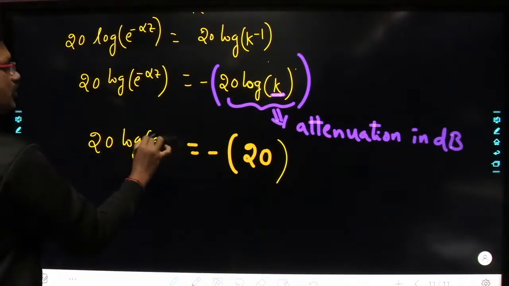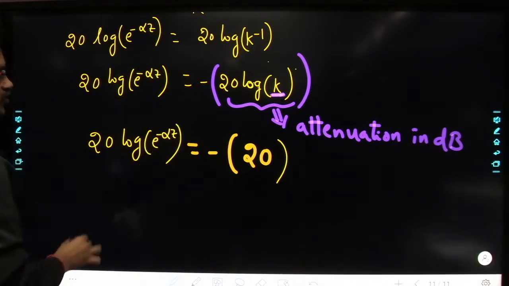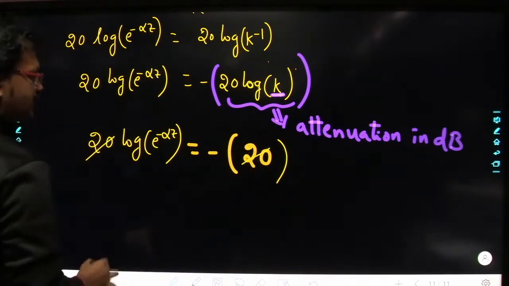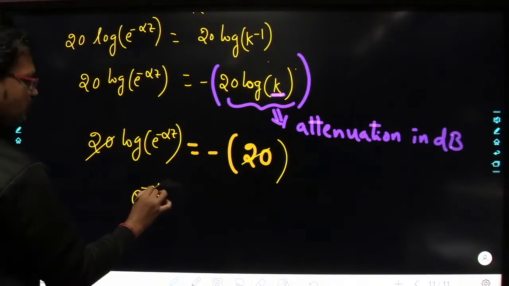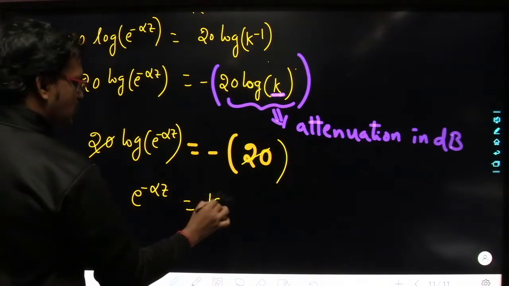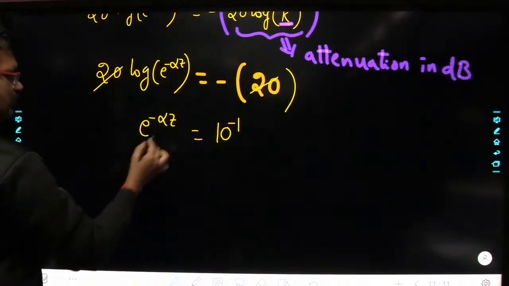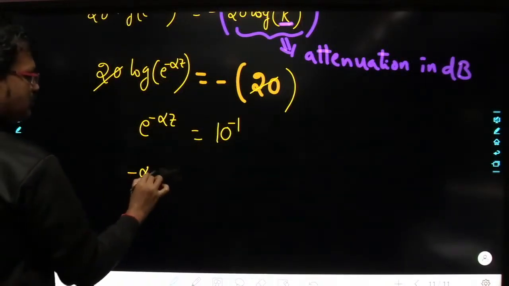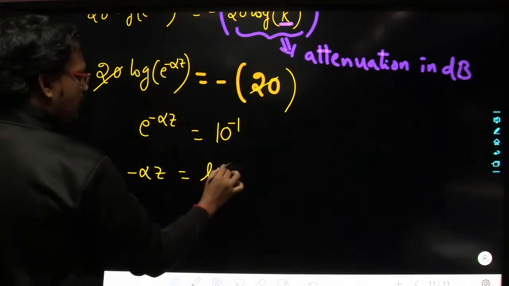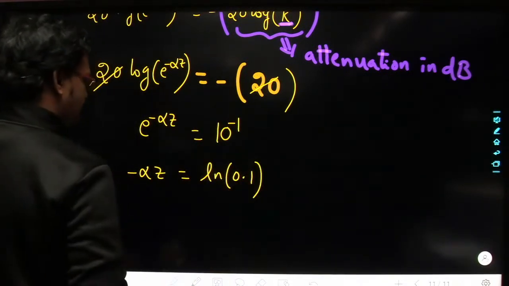Log of e power minus alpha z. So here 20 will get cancelled. So I can write this as what? E power minus alpha z is equal to 10 power minus 1. Now if I apply ln on both sides, what you are going to get? Minus alpha z is equal to ln of 0.1.